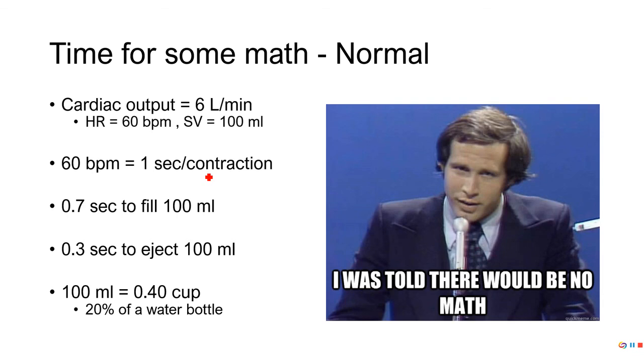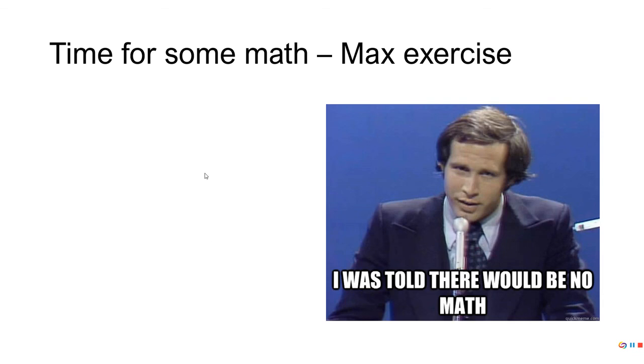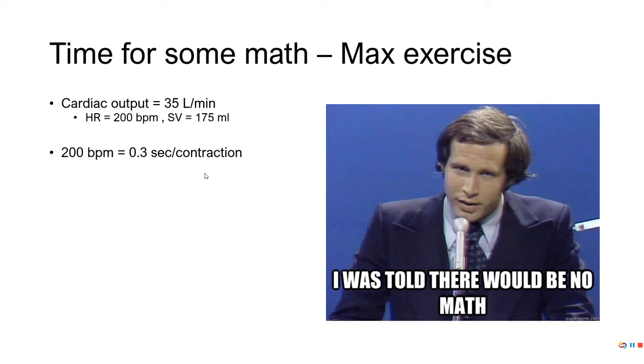Okay? But now, let's change this up. Let's do max exercise. So we're going to say that you are a really elite athlete. Your cardiac output's 35 liters a minute. You're a young, healthy 20-year-old, so your max heart rate's 200 beats a minute. Your stroke volume's up to 175 mils. Okay? At 200 beats a minute, that means there's 0.3 of a second per cardiac cycle.